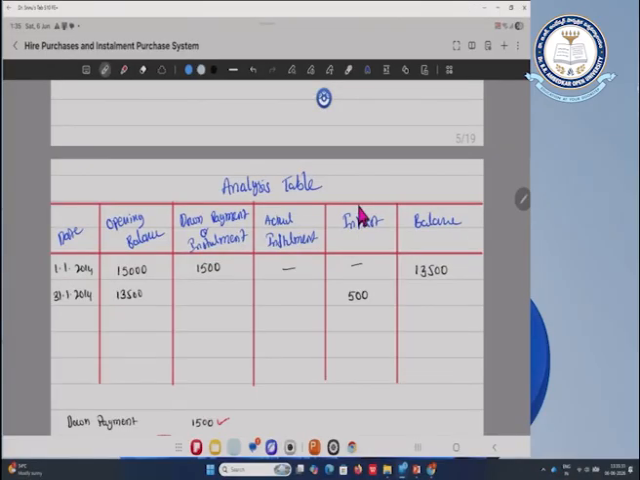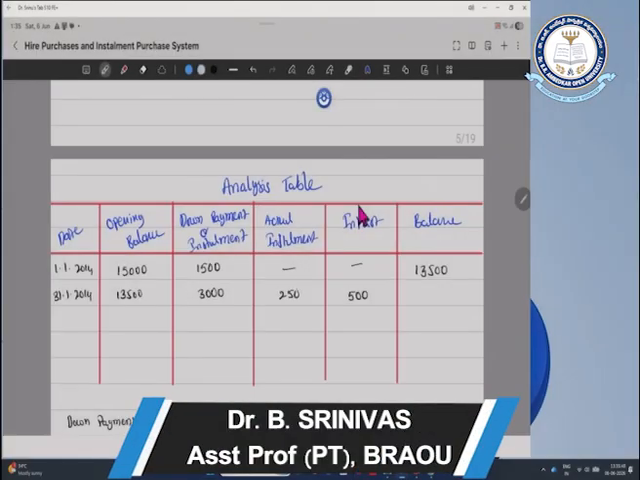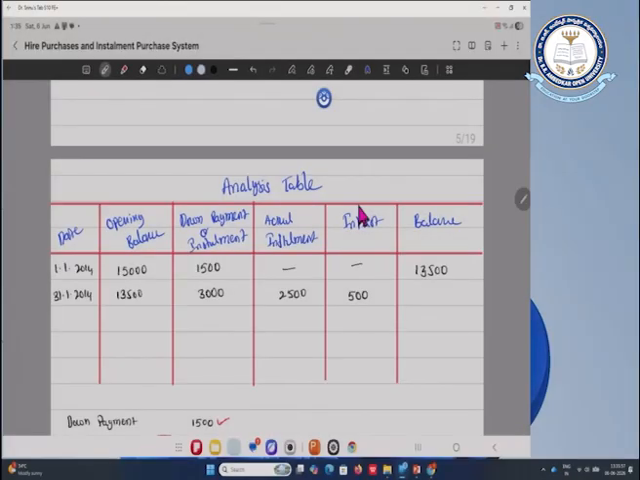That is 31/1/2014. The balance is 13,500. The interest we already calculated: first year interest is 500 rupees. Our installment is 3,000 rupees, and this interest is already included in the installment. So the actual installment is the remaining 2,500 rupees. After deducting the actual installment from the opening balance, it is 11,000 rupees.